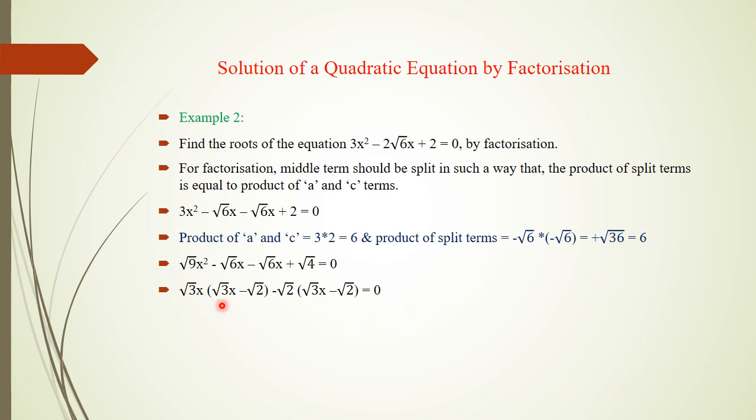You can see among these two terms again, root 3x minus root 2 is common. When I take that out, one more root 3x and minus root 2 I'll have here. Now, if the product of these two terms is equal to 0, then either this should be 0 or this should be 0. So I will equate root 3x minus root 2 equal to 0. Therefore, I get the answer as x equal to root 2 by root 3, or I can generally represent this as x equal to root 2 by 3.